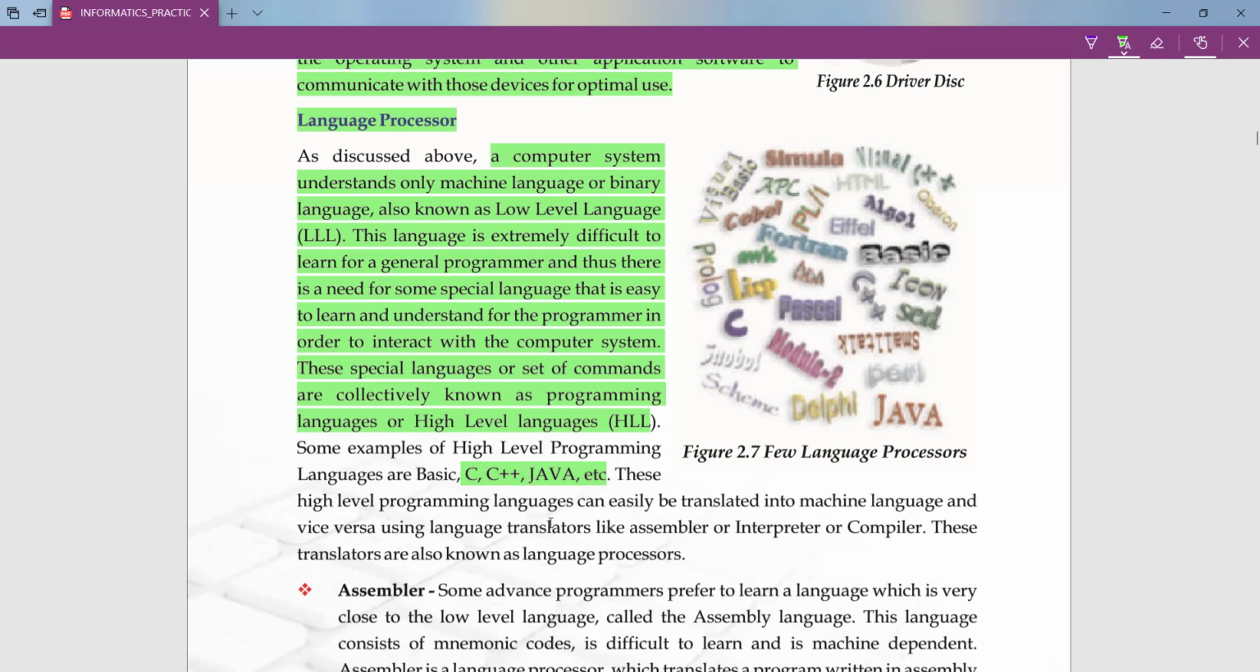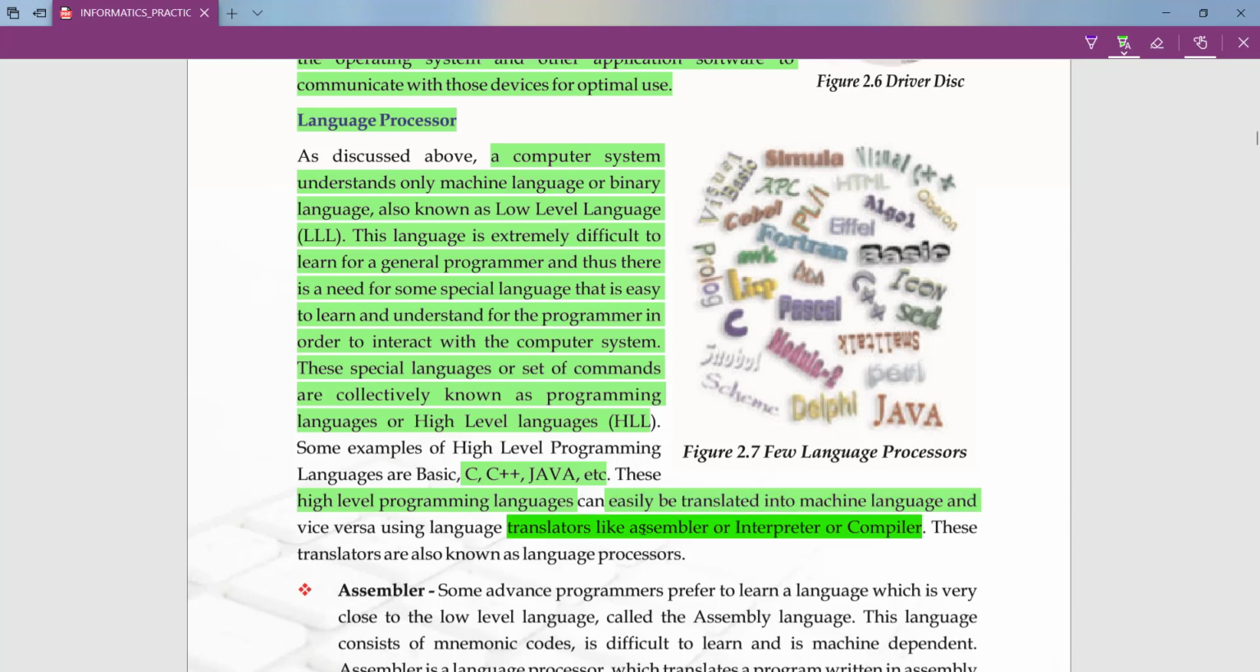So the language processor easily translates the high level language program into machine language. So we have different types of translators. The language translators are assembler, interpreter or compiler.